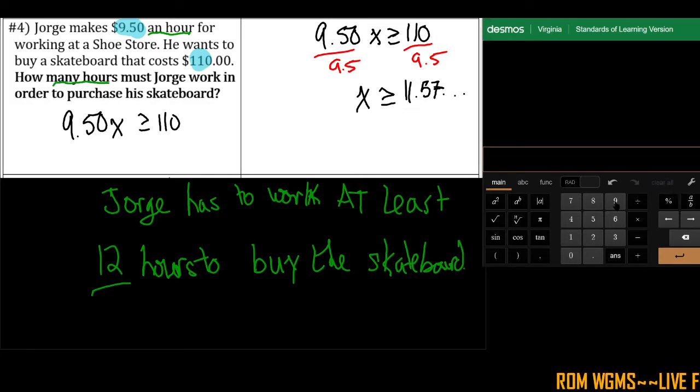I could say, 9.5 times, what do we say? Well, it would be at least 11 hours. But that's not the case. Look, he's still short. He doesn't have enough money. So you need to make sure that you were saying it would be at least 12 hours. So then once he had 12, he'd be able to pay for the skateboard.